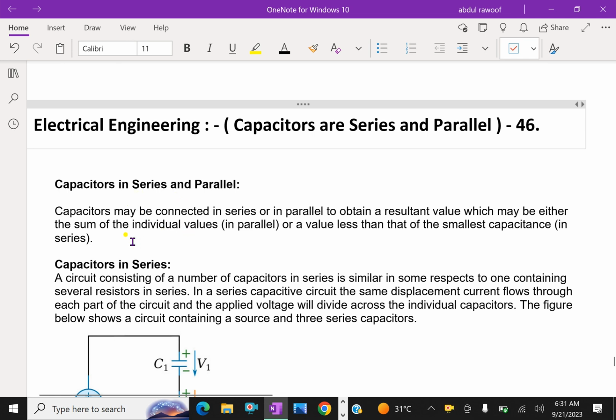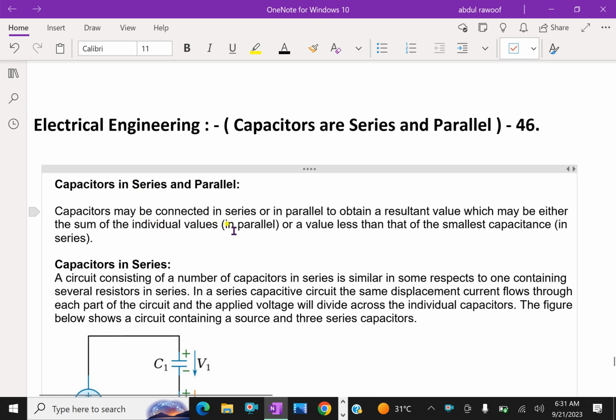Capacitors may be connected in series or in parallel to obtain a resultant value, which may be either the sum of the individual values in parallel, or a value less than that of the smallest capacitance in the series. That means in parallel, the equivalent capacitance is the sum of the individual capacitors, and in series, the equivalent capacitance is less than the smallest value of the individual capacitors.